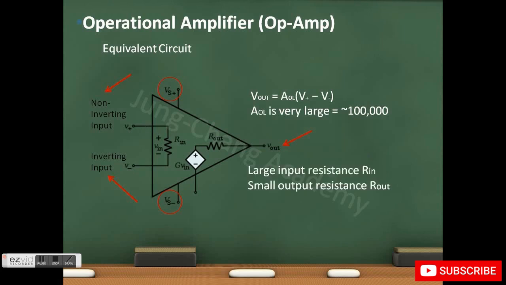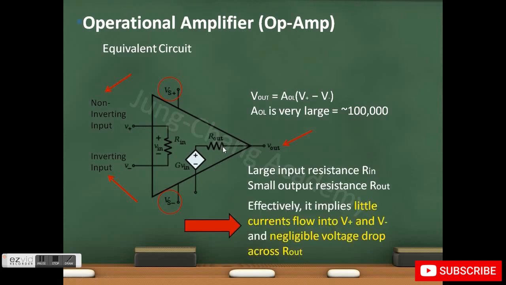Op-amp has a very large input resistance and a very small output resistance. Therefore, we can assume that no current is flowing into the two input terminals, and the voltage drop across the output resistor is insignificant.